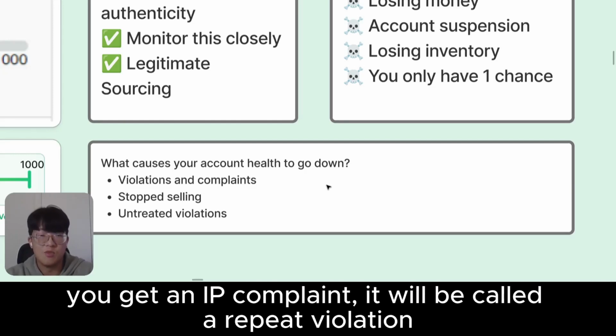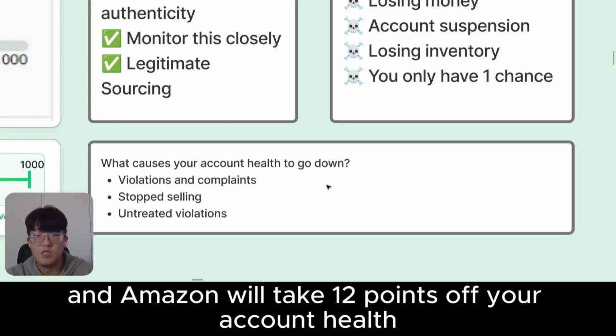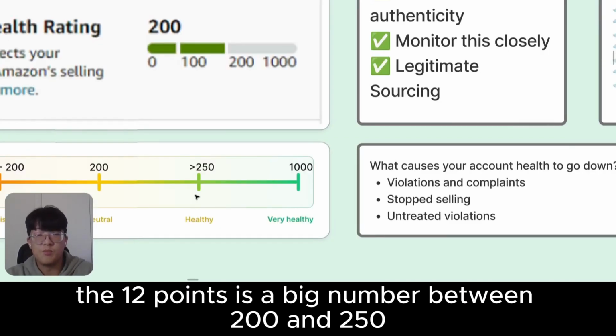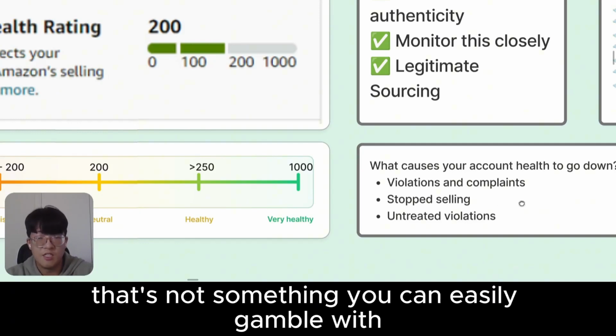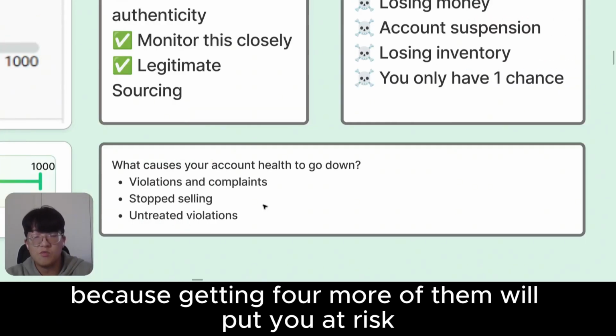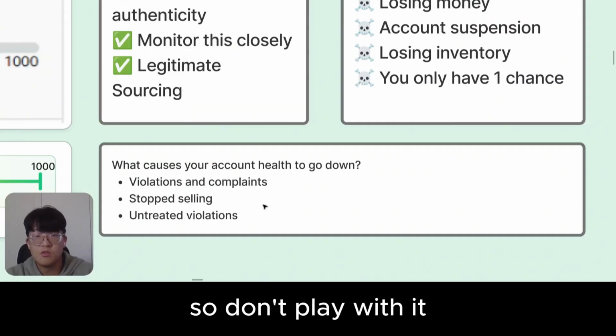The third time you get an IP complaint will be called a repeat violation. And Amazon will take 12 points off your account health. The 12 points is a big number, between 200 to 250. That is not something you can easily gamble with, because getting 4 more of them will put you at risk. And 4 isn't a large number, so don't play with it.